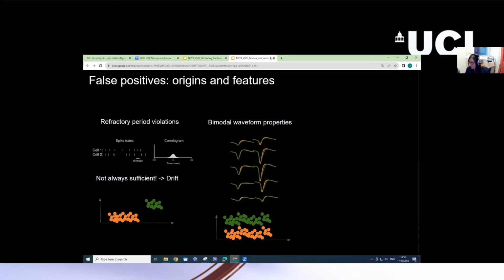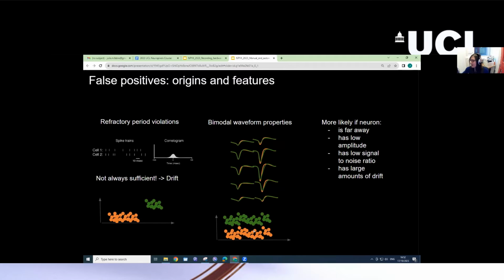There are still other things we can look at to evaluate whether there are false positives. In particular, you can see if there are bimodal or multimodal waveform properties. So again, here representing some feature of waveforms, which could be waveform amplitude as a function of time, you can see what appears to be two different spikes that are from two different neurons. And these spikes can have different waveform shapes. There can be two different clusters that you might want to separate in your data.